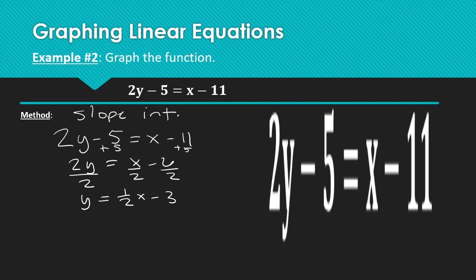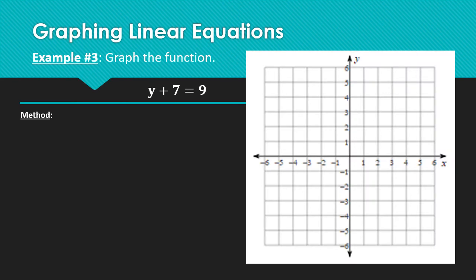If I look at this function, I have a y-intercept right here of negative 3. I have a slope of 1/2. So I'm going to go up 1 over 2, up 1 over 2, and now I'm able to draw my line.